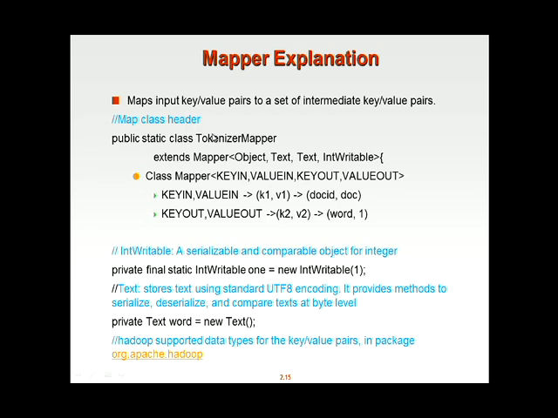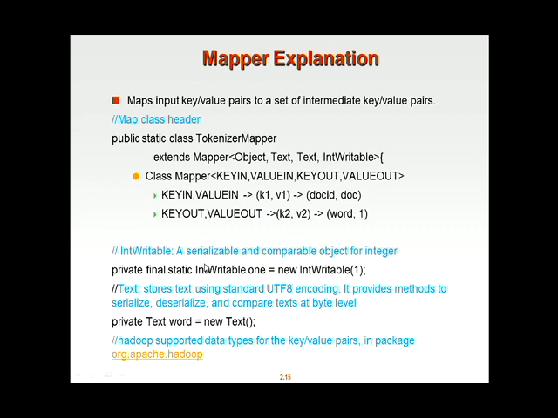So for the class header, you need to extend the mapper, and also you need to give the data types for input and output of the mapper. So formally, the class mapper has 4 parameters. The 4 parameters correspond to the key in, value in, key out, and value out. So in the word count example, it's like this.